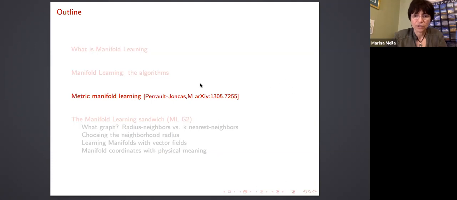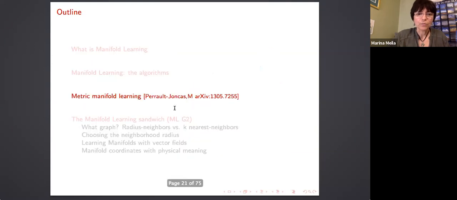Oh, I see another question. No, the kernel is just like in kernel density estimation. It doesn't really matter, at least not in the infinite sample size. So it better be smooth and decay fast.